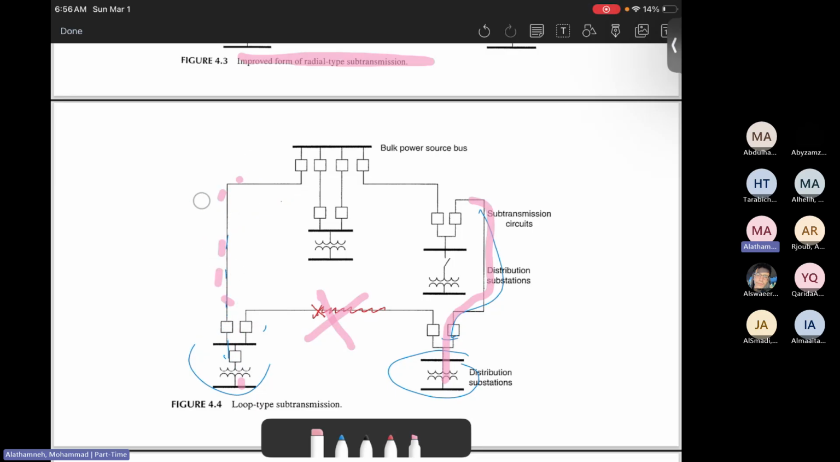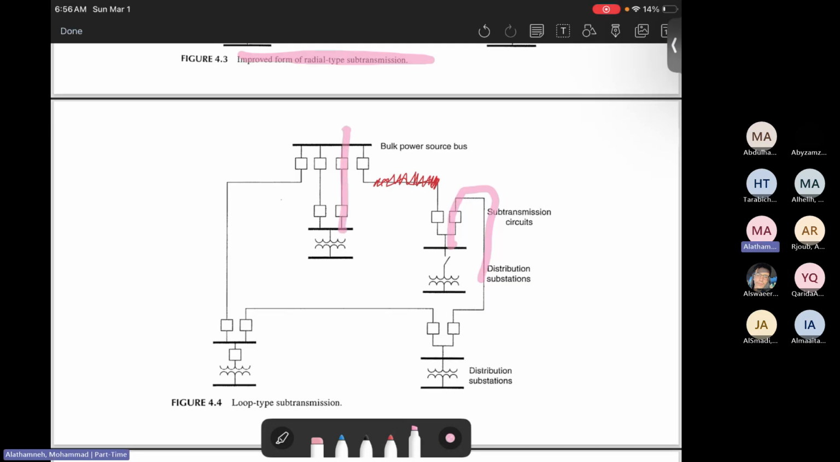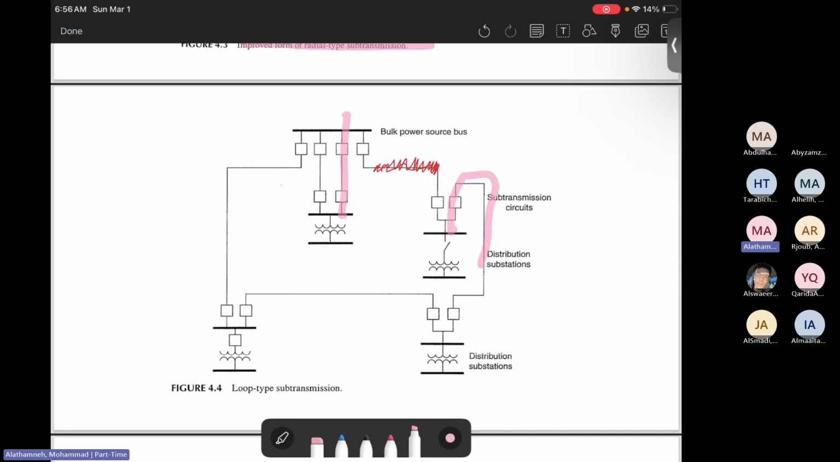How about the rest? Let's assume the opposite, that this other line was out of service. How can we supply the power? We are still able to supply the power from this line, and we have the power from this line. Then there is no problem. We still have a source to supply the power from the other direction. So this is loop, which of course is the best option.